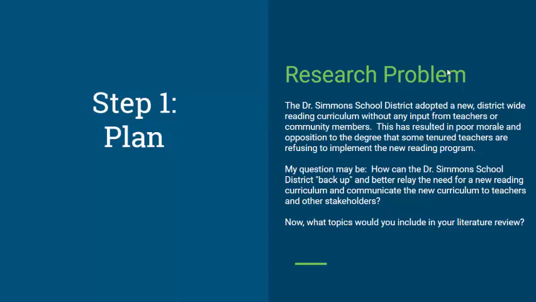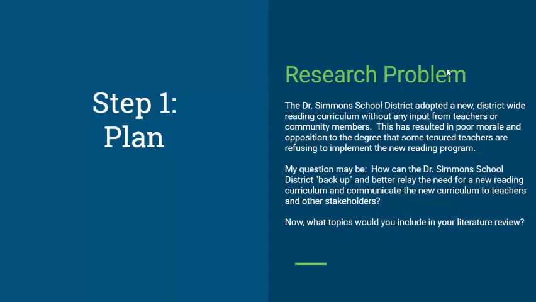So I borrowed from the mind map assignment this scenario from Dr. Simmons. So this research problem: the Dr. Simmons School District adopted a new district-wide reading curriculum without any input from teachers or community members. This has resulted in poor morale and opposition to the degree that some tenured teachers are refusing to implement the new reading program. All right, that sounds like a pretty big problem. So the question that you might want to answer here is, how can the Dr. Simmons School District kind of back up and relay the need for a new reading curriculum and communicate the new curriculum to teachers and other stakeholders? Okay, so that's our problem.